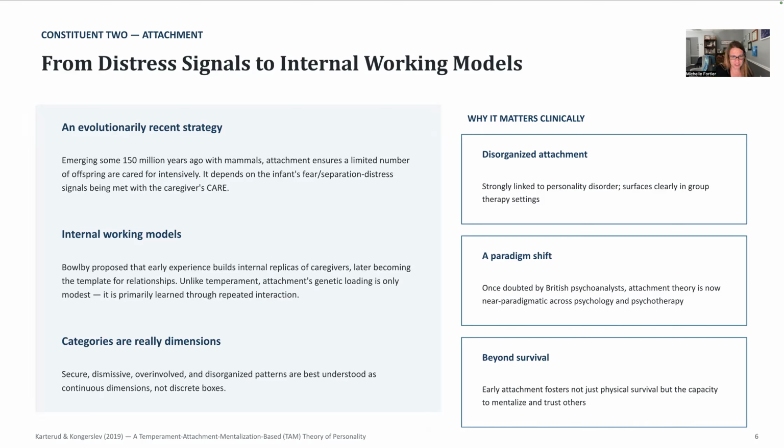Categories are really dimensions. Instead of thinking of secure, dismissive, over-involved, and disorganized patterns as being in a box where they're each separated, we're going to consider them to be dimensions. And that makes sense because attachment shows up differently under different circumstances. It's not necessarily where somebody is always one way. It could be their predominant trait, but that doesn't mean that it's always that way.